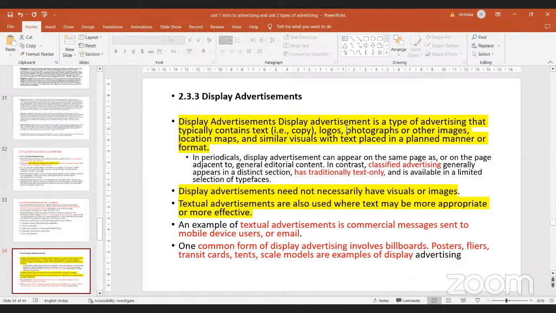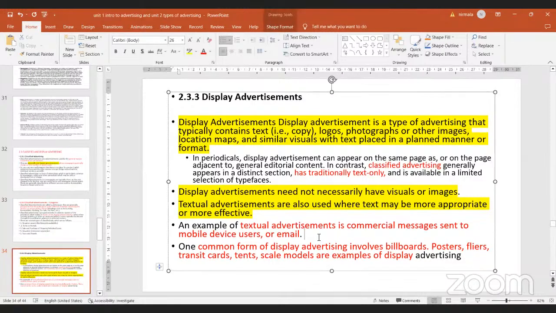Also, the display advertisement need not sometimes necessarily have visuals, but if there is only a text that can communicate the information, people may go for text also in the display advertisements. And here, even the textual advertisements which we get over our phone, mobile devices or email also fall under the advertisement.